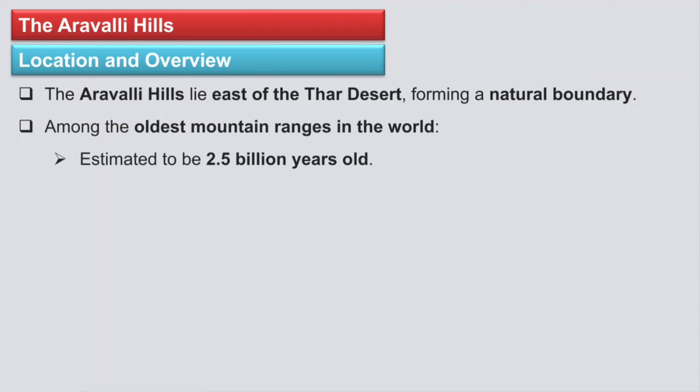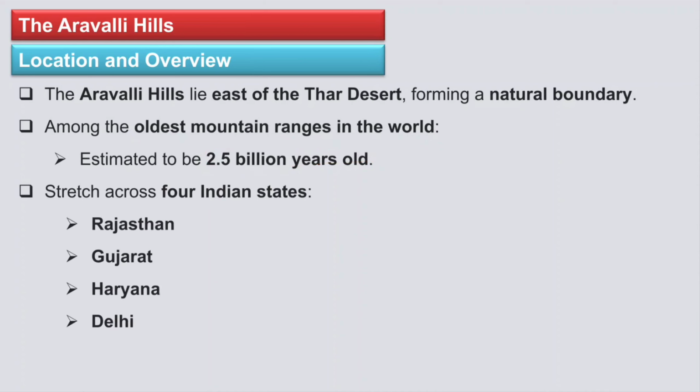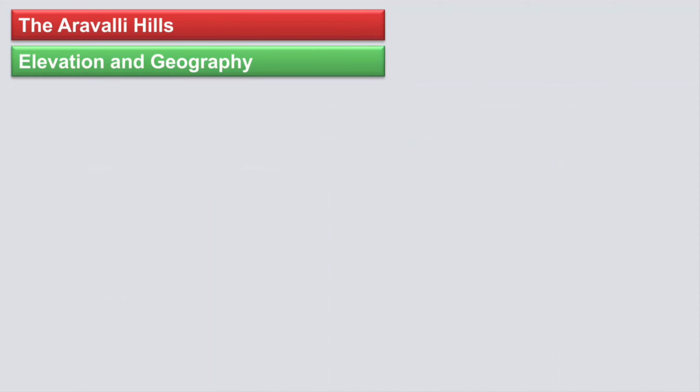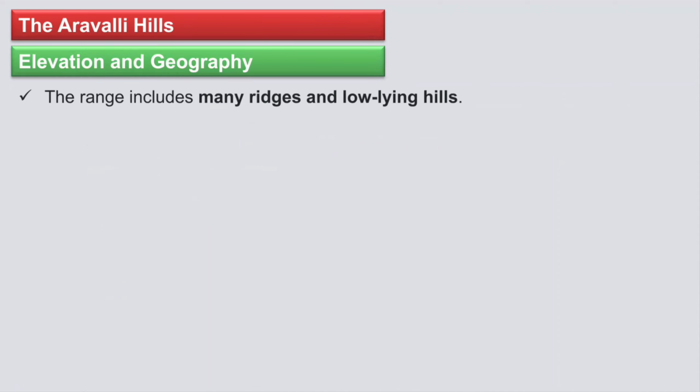Okay. Among the oldest mountain ranges in the world, these Aravalli Hills are one of the oldest, estimated to be 2.5 billion years old. Like the Himalayas are the young fold mountains, isn't it? But the Aravalli Hills are one of the oldest mountain ranges in the world itself, and they stretch across four Indian states, that is Rajasthan, Gujarat, Haryana and Delhi. Okay. And in elevation and geography, the range includes many ridges and very low-lying hills.